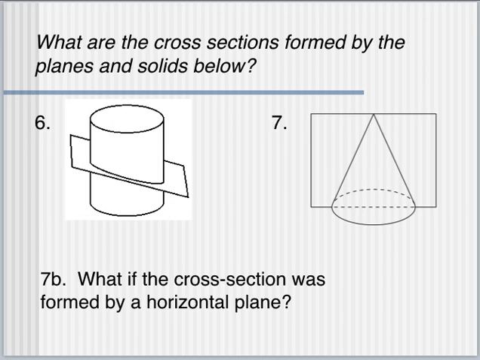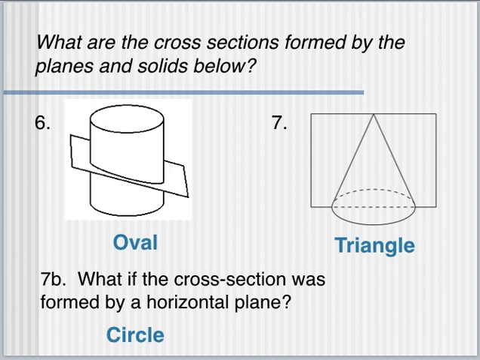Pause the video here and write down the name of each shape you get when you take the cross-section of 6, 7, and 7b. Go ahead and check your answers.